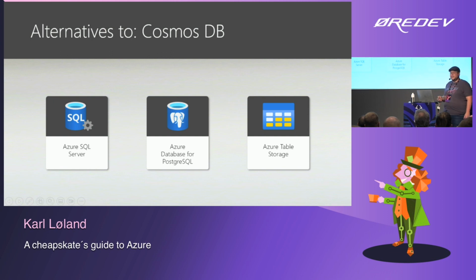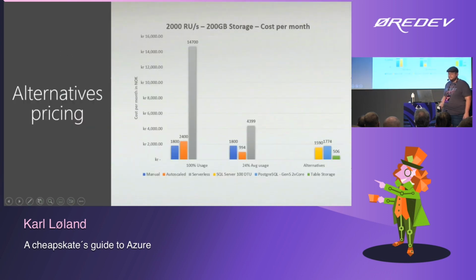So how do these compare to Cosmos DB in regards to pricing? Here we can see that the alternatives range pretty similar to the manually provisioned pricing model. Personally, I prefer to use table storage whenever I can. It has some limitations in regards to latency and such, but if you can make do with it, then there's a lot to save.